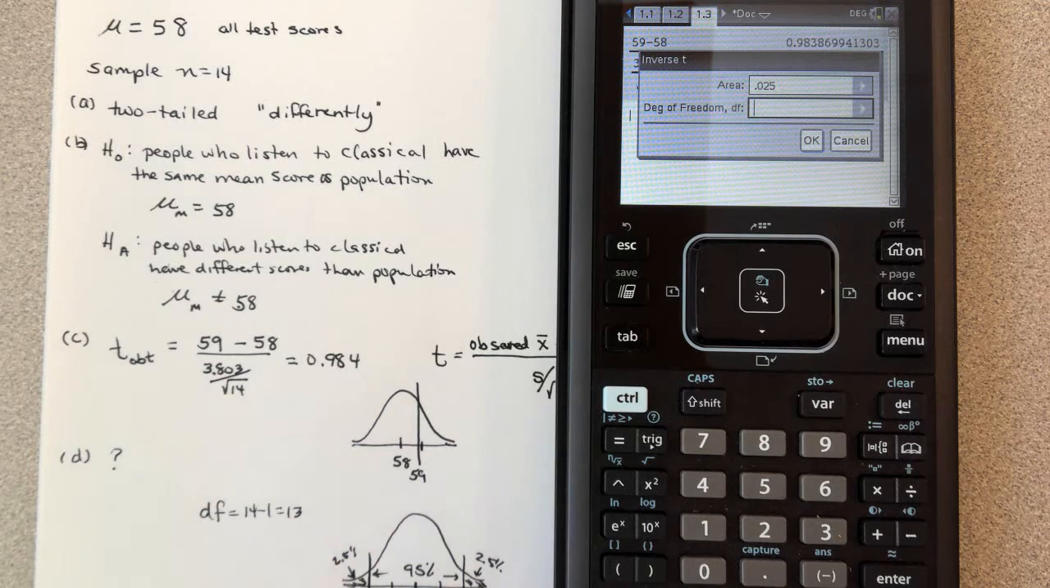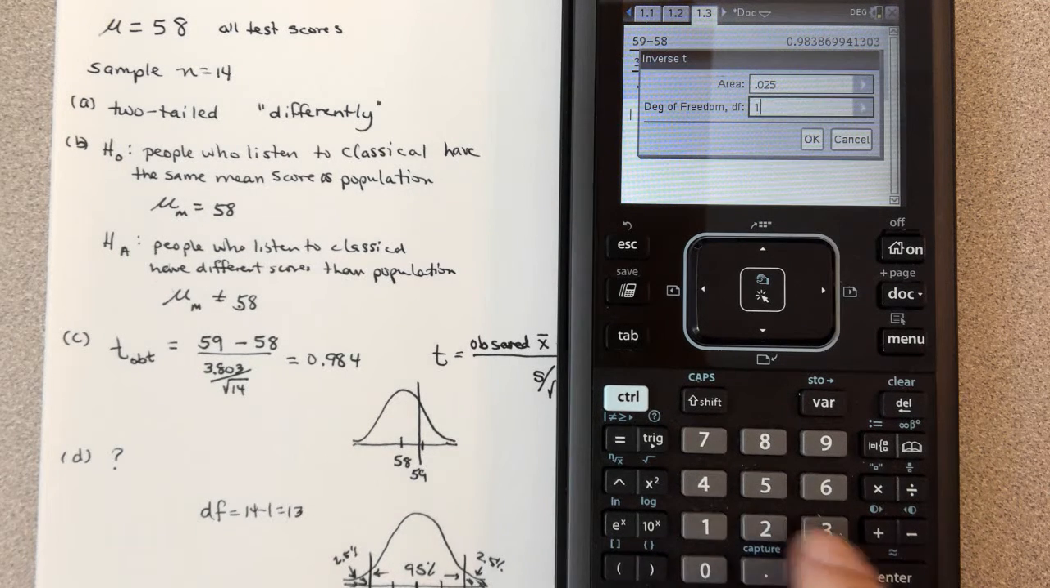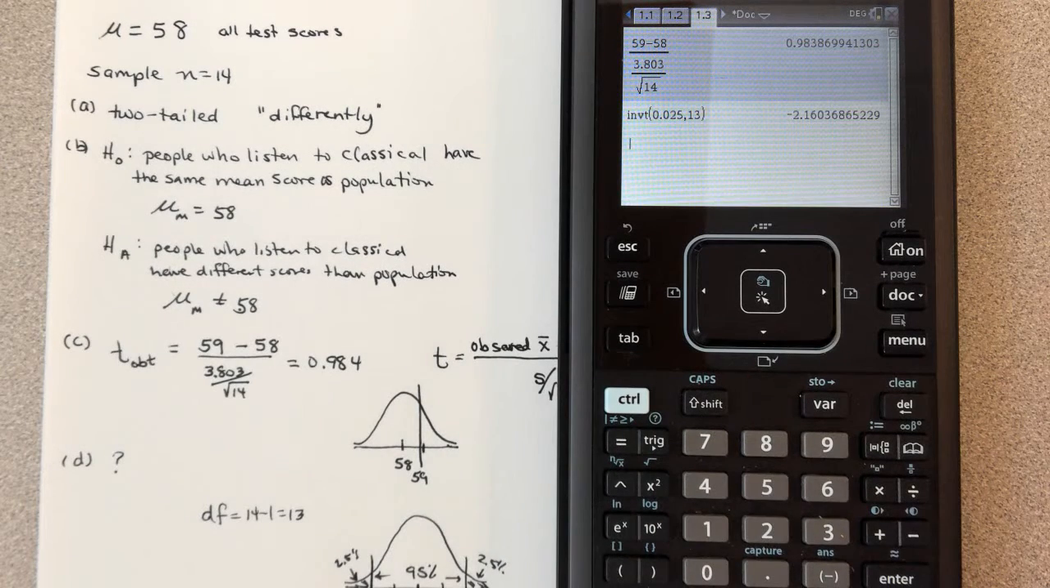And the degrees of freedom is related to your sample in that it tells you how skinny or fat this graph is, how much variation is in it. So we have a degrees of freedom of 13. This t-score here is negative 2.16, which means this t-score up here is positive 2.16.